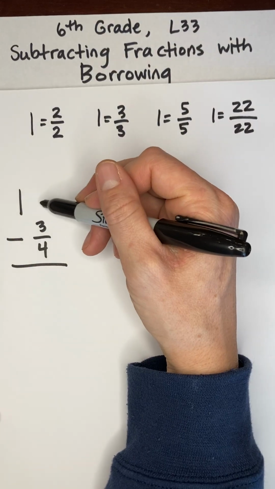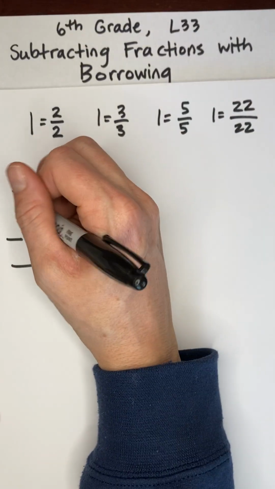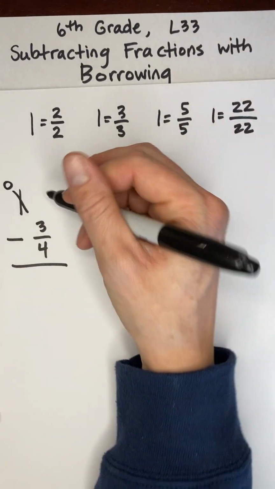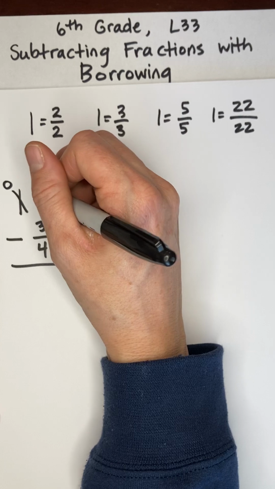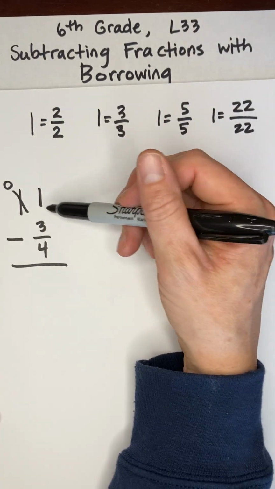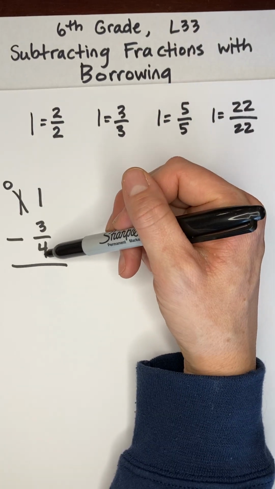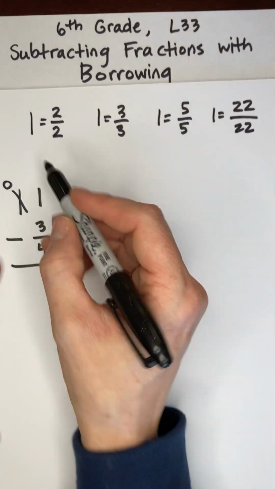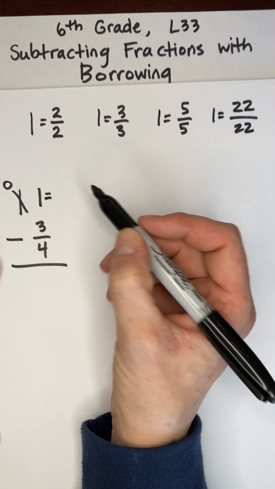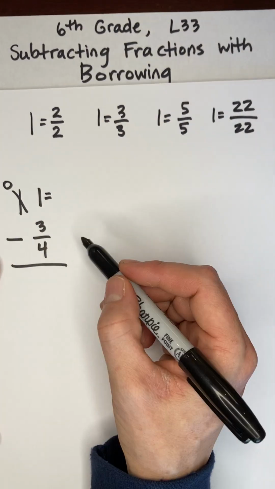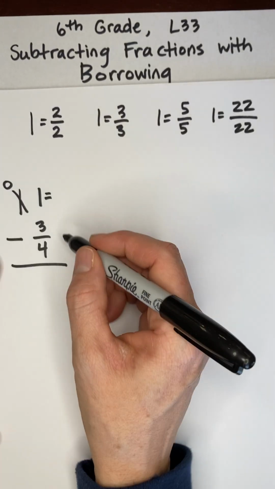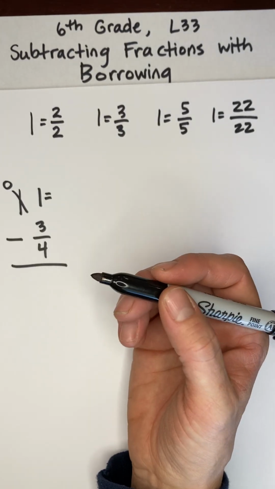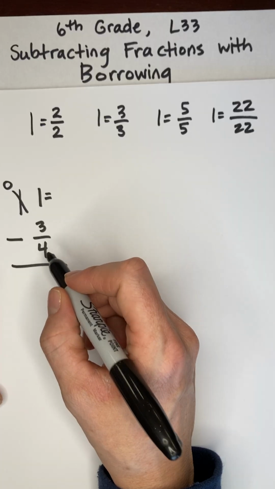Okay, there's nothing up here. 0 minus 3, I can't do that, so I'm going to borrow. I'm going to make that 0. Now, what am I going to put here? Well, I could put the 1 that I borrowed, but that's not very helpful because I still can't subtract. They don't have common denominators. So, knowing that 1 equals a fraction like this, what number shall I choose? Well, what's going to make our math easiest? Our math is easiest if we have a common denominator.